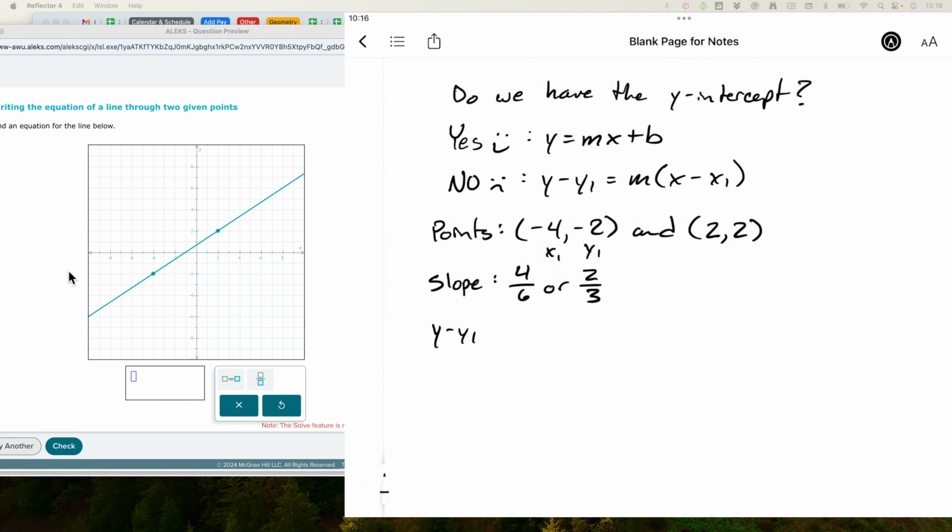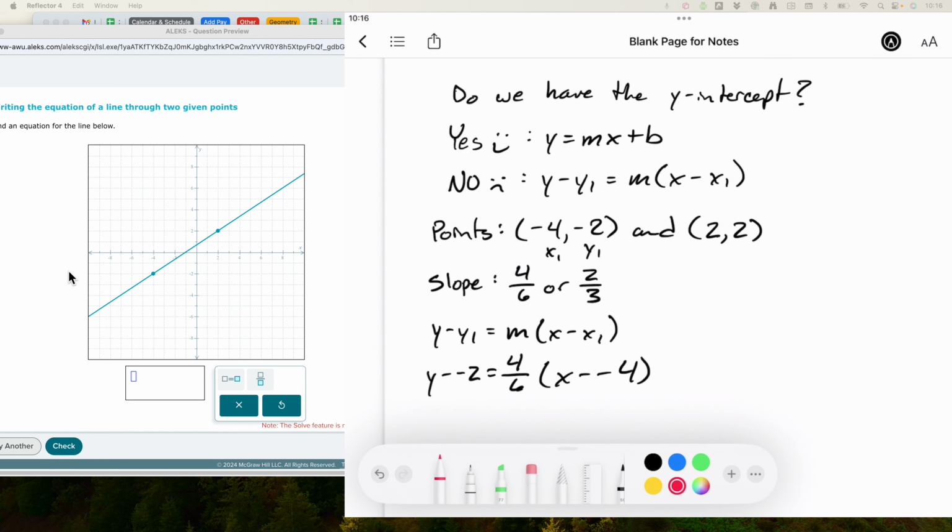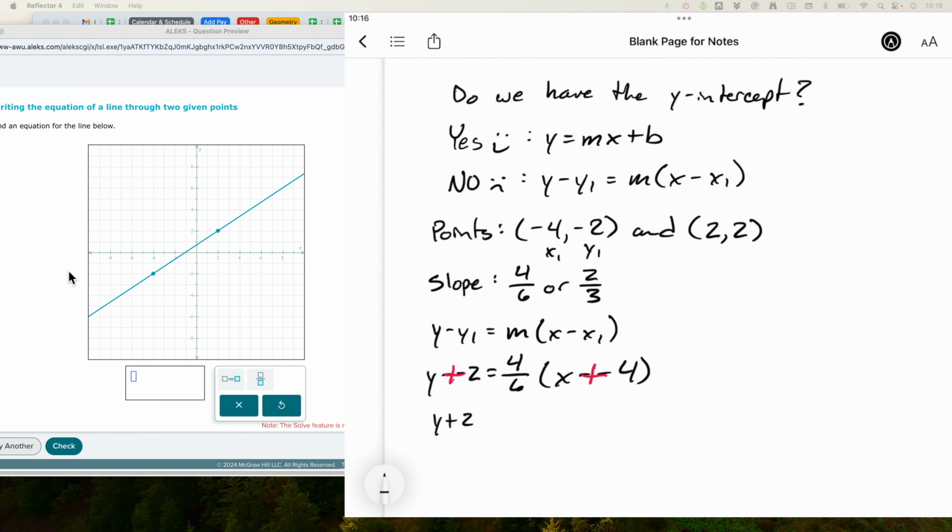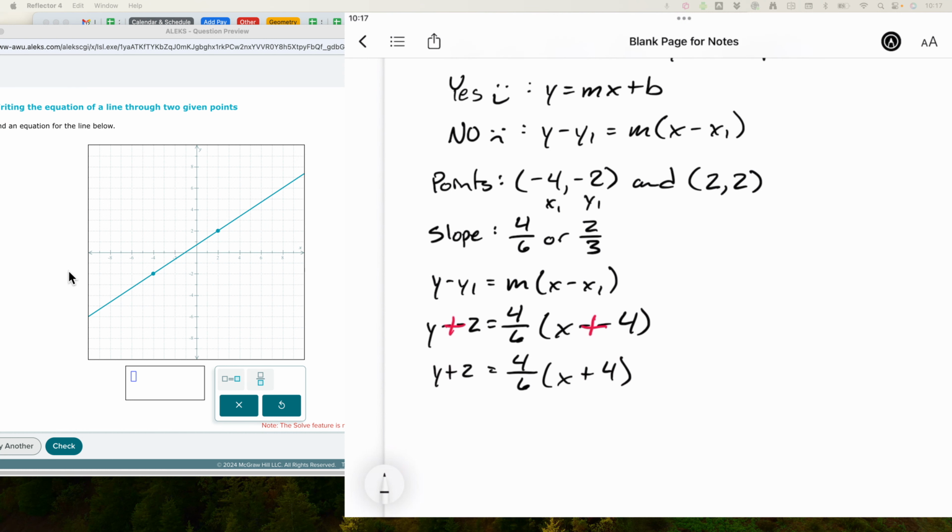Then we'll use that in the point slope formula. So we've got y minus y1 is equal to m times x minus x1. Y minus -2 is equal to our slope, 4/6 or 2/3, times x minus x1, which is x minus -4. Let's clean up those signs. So we've got y plus 2 is equal to 4/6 times x plus 4. Y plus 2 is equal to 4/6 x plus 16/6.